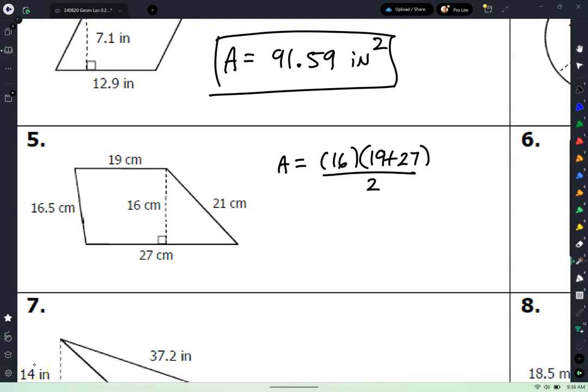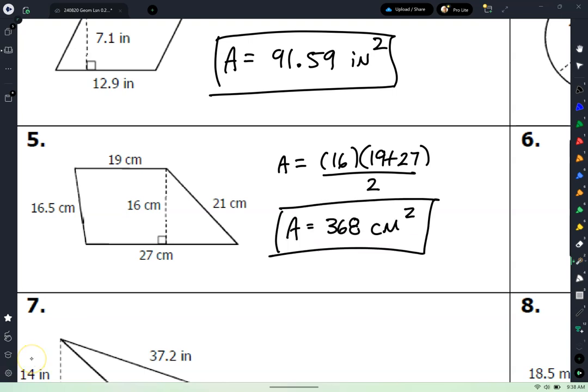Like that. Right? So it's the sum of the two bases times the height, and then we're dividing by 2 or multiplying by a half. All right, go ahead and finish it up. Correct. Good job. 368 centimeters squared. Okay.